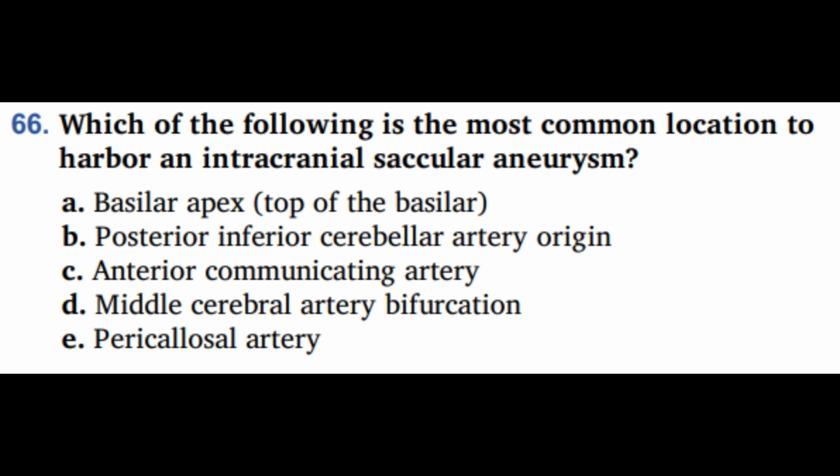Question 66. Which of the following is the most common location to harbor an intracranial saccular aneurysm? A. Basilar apex, that is the top of the basilar. B. Posterior inferior cerebellar artery origin. C. Anterior communicating artery. D. Middle cerebral artery bifurcation. And E. Pericallosal artery. What do you think? Well, let me break it to you. The answer is C. Anterior communicating artery.